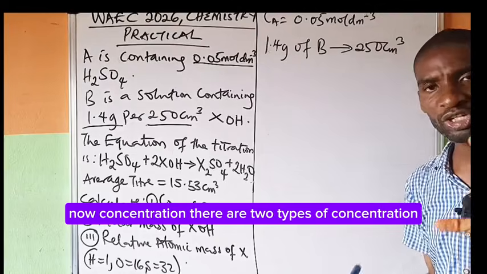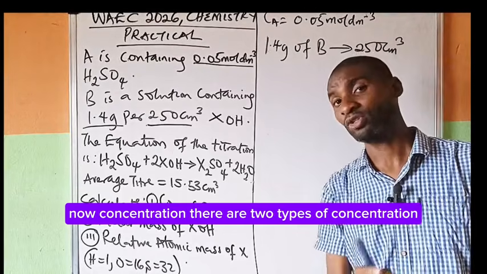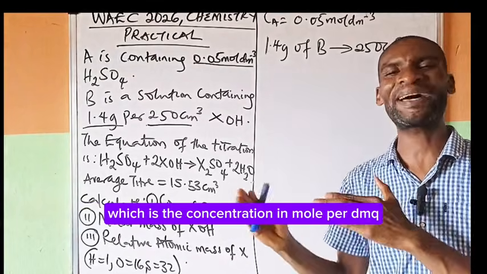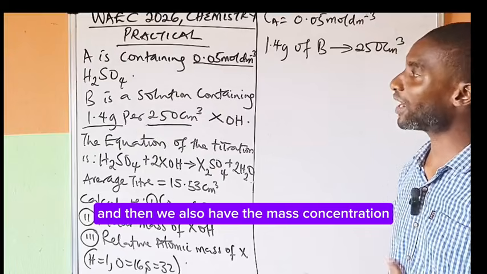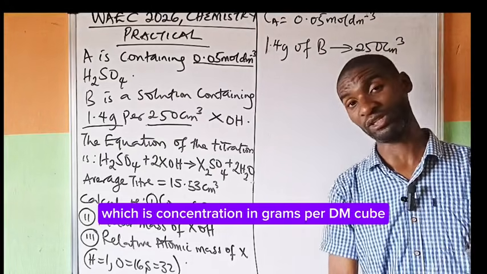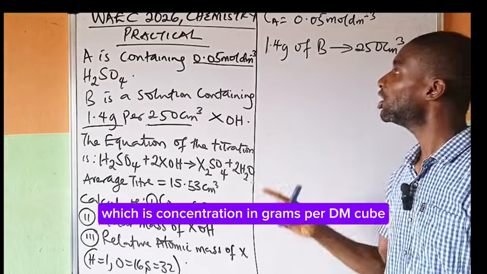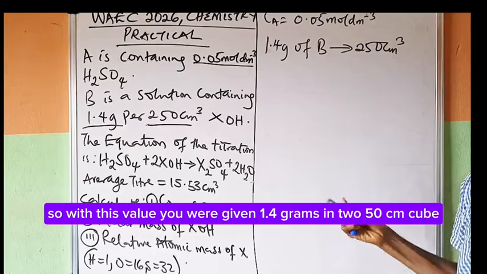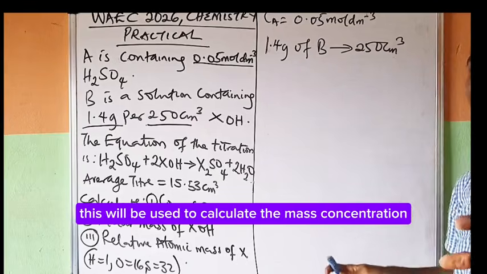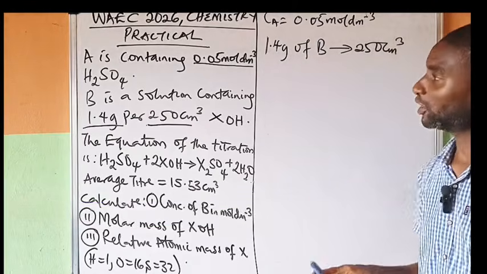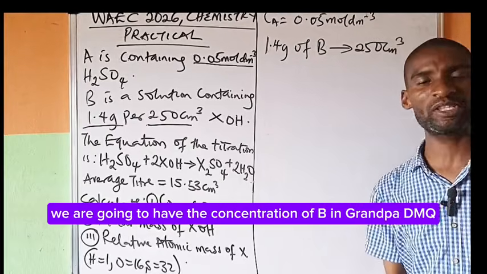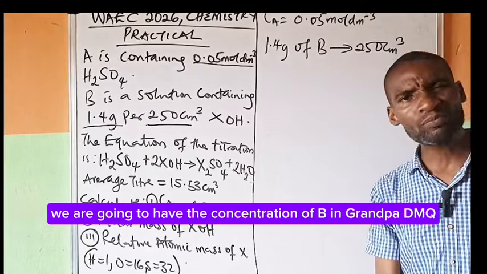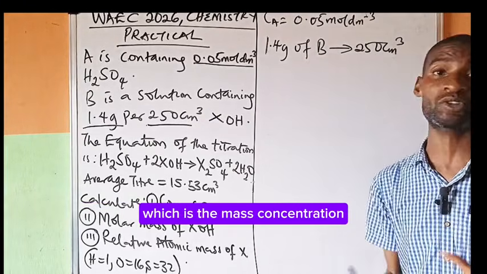Now, there are two types of concentration. There is molar concentration, which is the concentration in mole per dm³. And then we also have the mass concentration, which is concentration in grams per dm³. So with this value, you were given 1.4 grams in 250 cm³. This will be used to calculate the mass concentration. So at the end of this calculation, we are going to have the concentration of B in gram per dm³, which is the mass concentration.